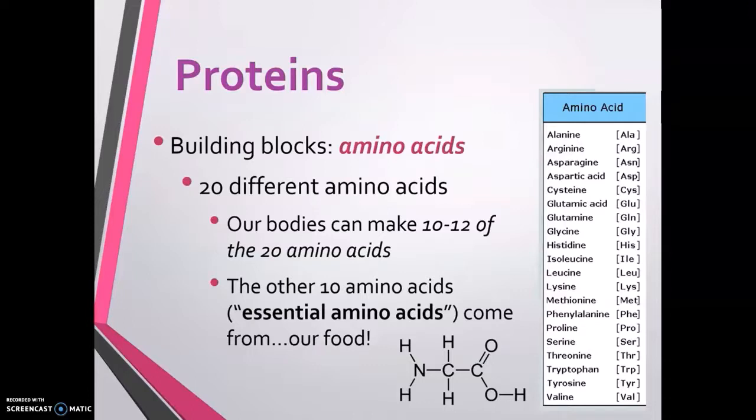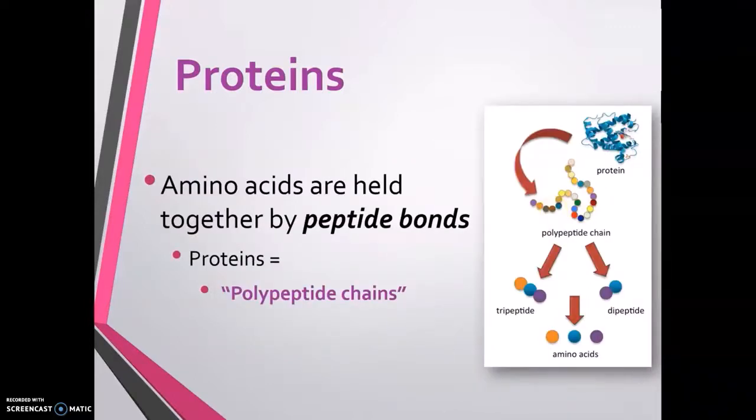The building block of a protein is called an amino acid. There are 20 different amino acids, and you can see them listed to the right side of the screen here. Our bodies can only make about 10 to 12 of those amino acids, so we have to get the rest of them from the food that we eat. Those are called essential amino acids because it is essential that we eat them or else we won't have them in our bodies.